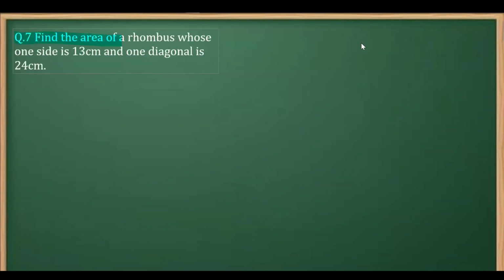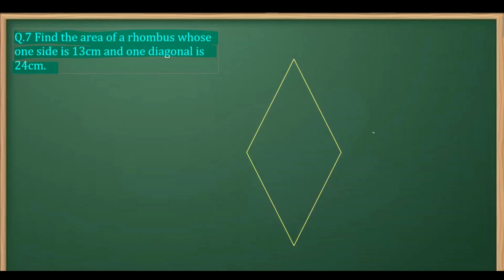In question number 7, it says find the area of a rhombus whose one side is 13 centimeter and the diagonal is 24 centimeter. So what we'll do here, let's say I make a rhombus over here and I need to make one of its diagonals, which is given as 24 centimeter. I can make any one of them. Let's say I made this diagonal. And we need to make the other diagonal too, for the reason I'll tell you later. I'll make the other diagonal here also.